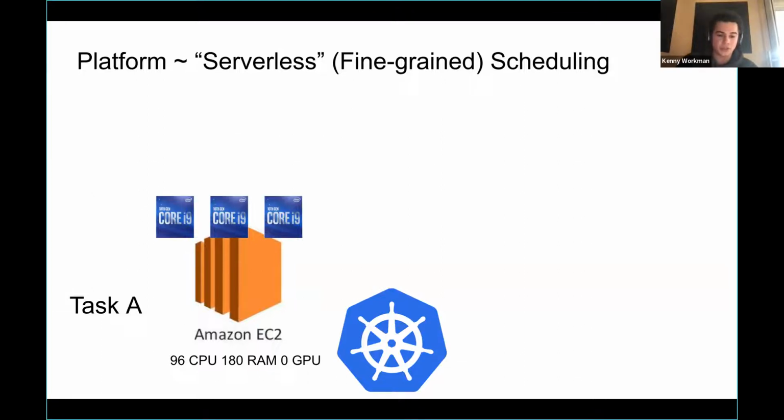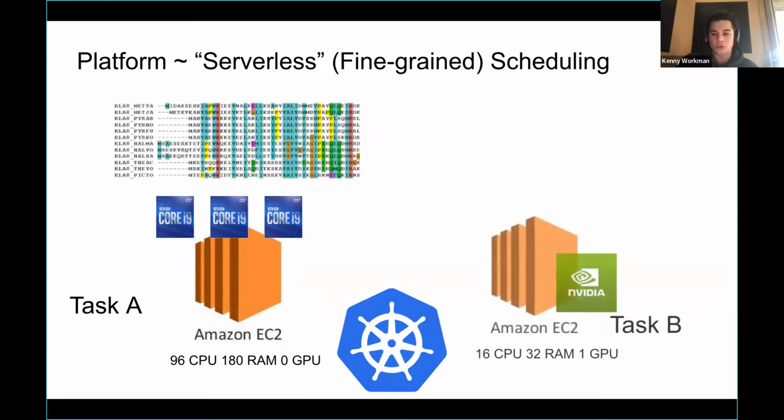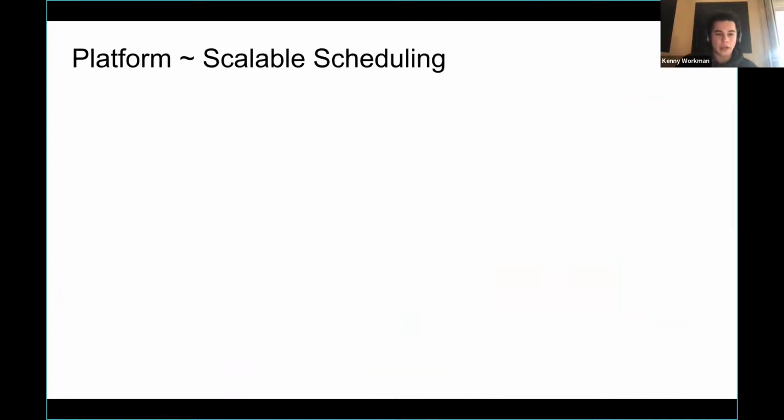A concrete example is we want to do one of these genetic assembly operations on a highly threaded machine. And then we want to feed the resulting assembly to a GPU-enabled machine for inference on some sort of ML model, maybe pick out components of the code that are relevant towards some experiment. Right? It's a very concrete example of why we need something like Flyte.